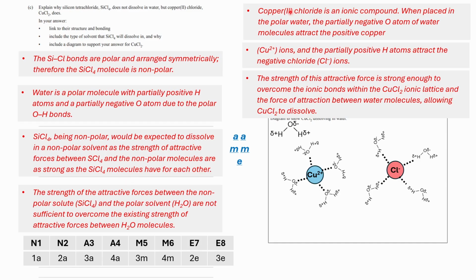If you linked the polarity, or that it's to do with it being polar, so if you said because it's non-polar it won't make strong attractions to water, you get a merit as well. Excellence if you justify the solubility of silicon chloride with reference to polarity, strength of attraction forces, and need to overcome existing forces, and you include a reason for why silicon chloride would be expected to dissolve in a non-polar solvent.